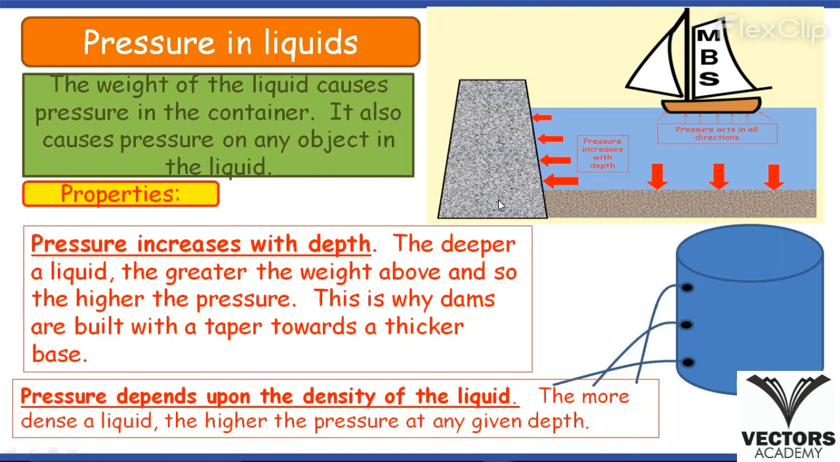Pressure increases with depth. The deeper the liquid, the greater the weight above, and so it will be at a higher pressure. This is why dams are built tapering towards a thicker base. So pressure depends upon the density of the liquid. The more dense the liquid is, the higher the pressure at a given depth.